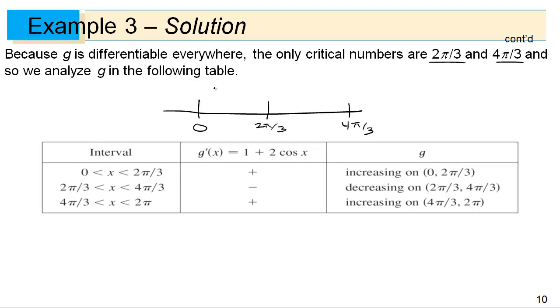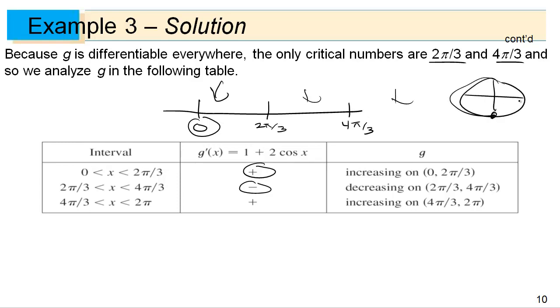So the first thing we have to do is pick a number somewhere in this interval, and we might as well pick 0. Plug 0 into the derivative. Cosine of 0 is 1. So we get 1 plus 2, that's a positive number. Then we need to pick something in between the two. So 2 pi over 3 and 4 pi over 3, how about we just pick 3 pi over 3, which is just pi. And cosine of pi is negative 1, so you get 1 minus 2. There's your negative. And then you pick something out here, something bigger than 4 pi over 3. How about we go all the way around to here, 3 pi over 2.